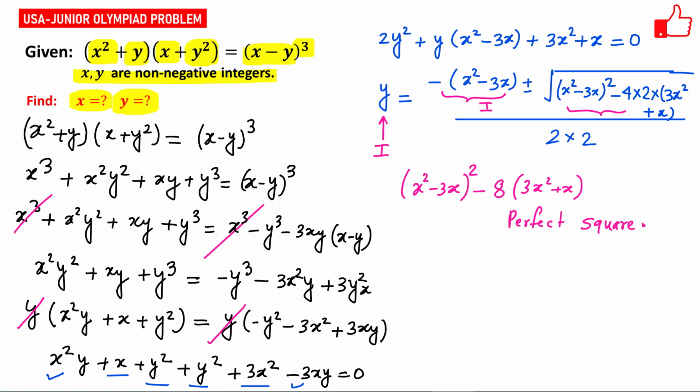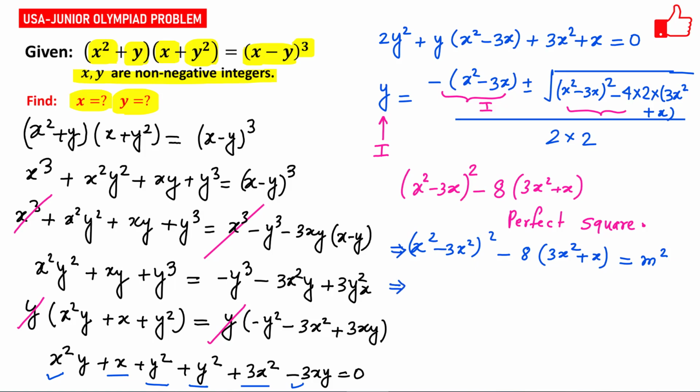So let us say we can write this as (x² − 3x)² − 8(3x² + x) equals some number squared, let's say m. So this can be written as equal to m². Now let us simplify this expression.